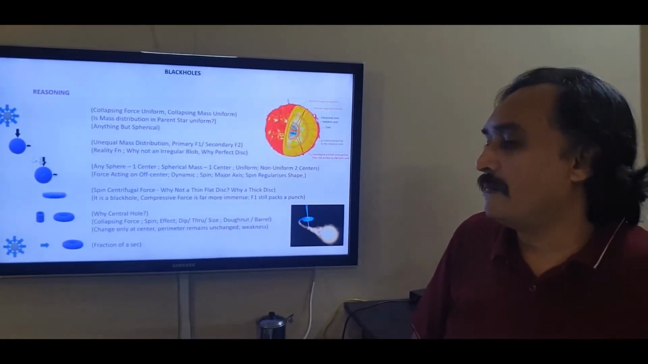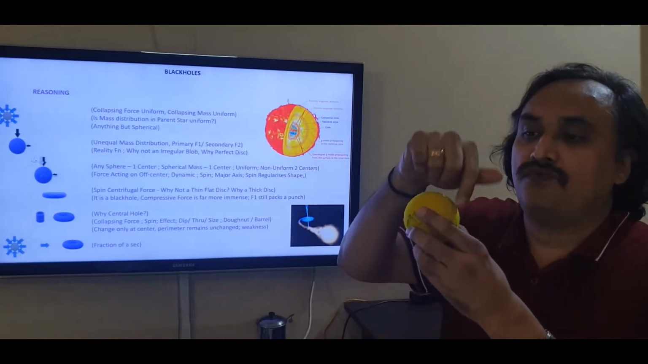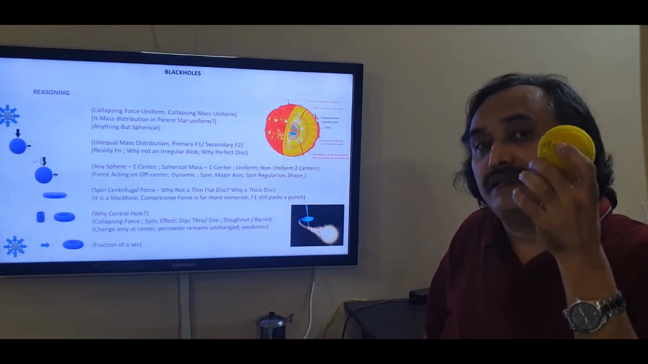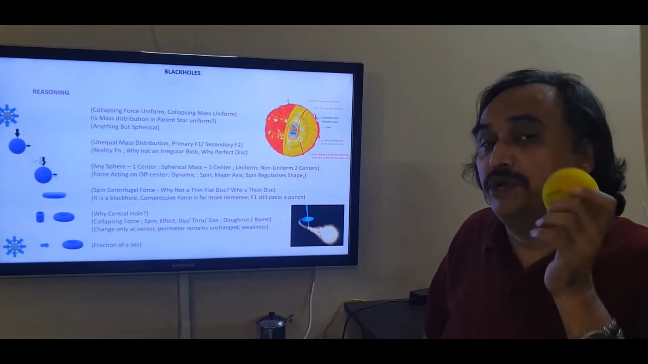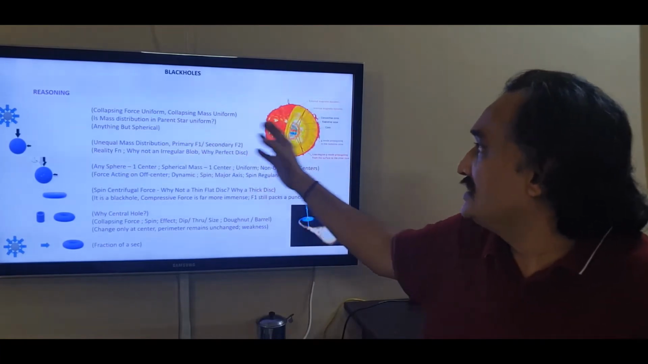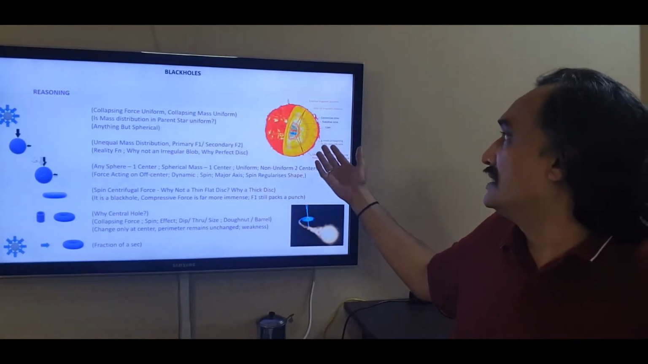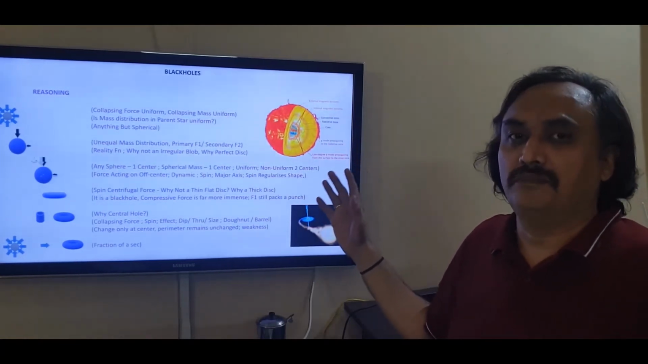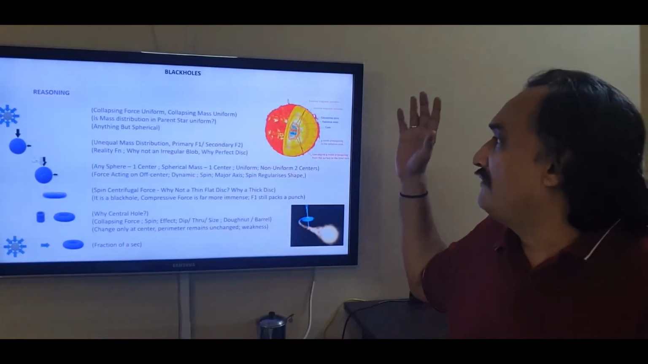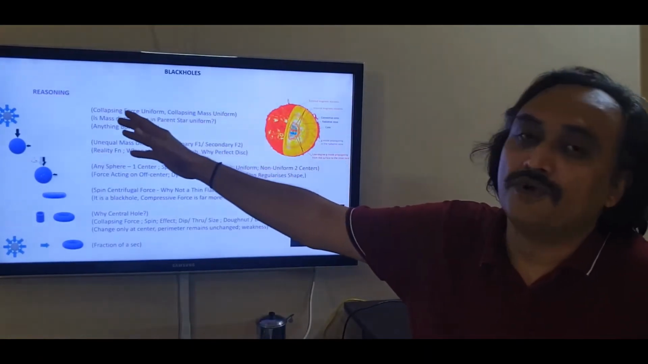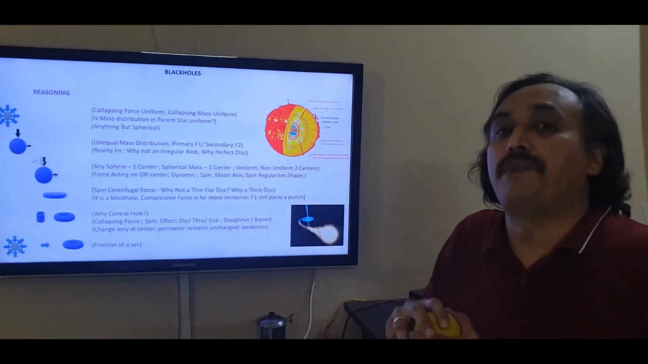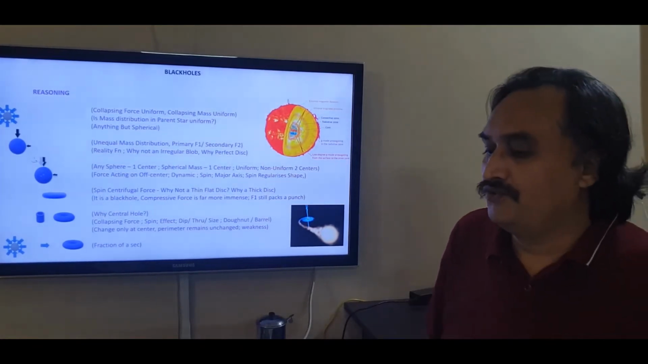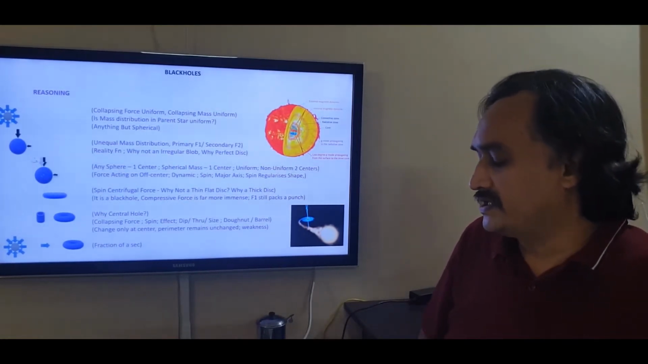Now, for this collapsing force to be the same, what is most important is that the mass distribution should be uniform. And what is the mass distribution in a parent star? This is what a sun would look like, the cross section. The mass distribution is anything but uniform. So when you have a non-uniform distribution, the forces are not the same. So the collapsed part also will be anything but spherical. Now that is one part. That is a proof to show that the collapsed mass is not spherical.